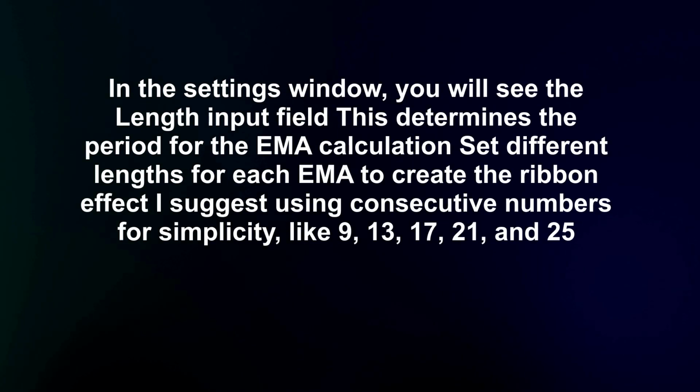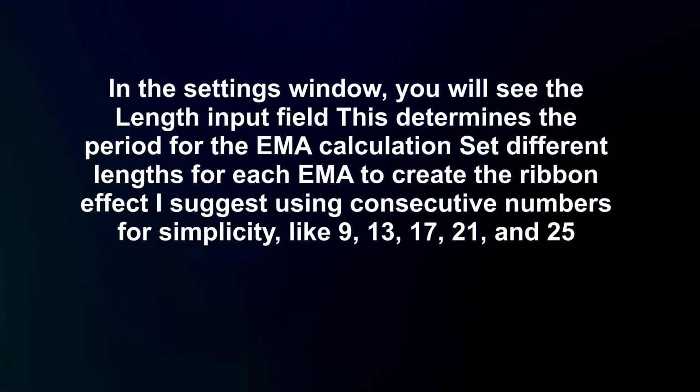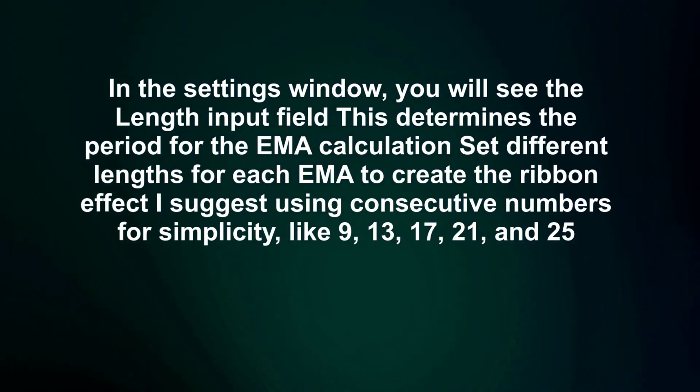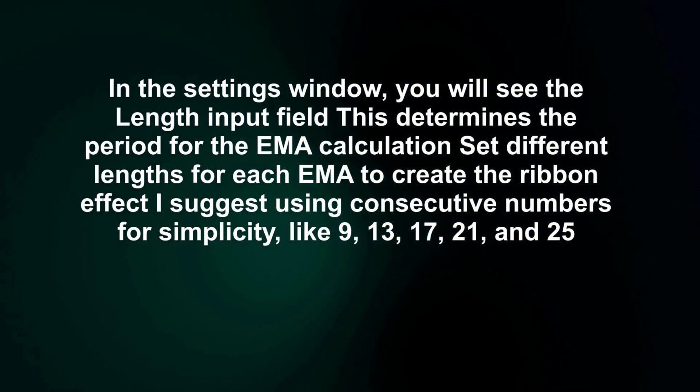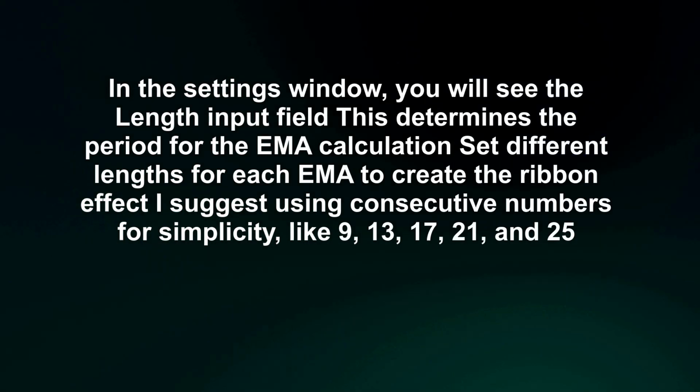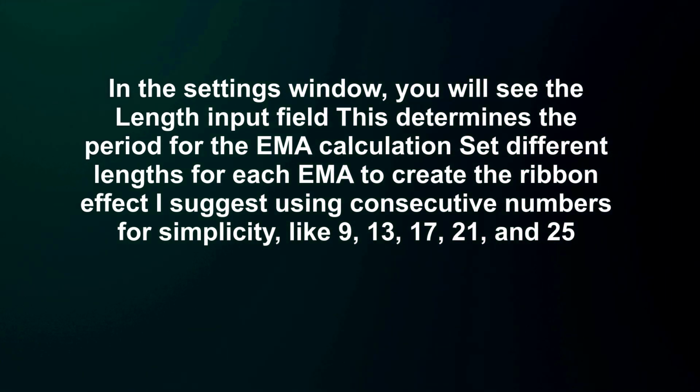In the settings window, you will see the length input field. This determines the period for the EMA calculation. Set different lengths for each EMA to create the ribbon effect. I suggest using consecutive numbers for simplicity, like 9, 13, 17, 21, and 25.